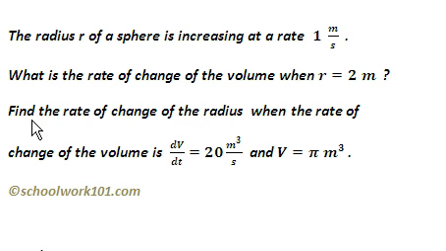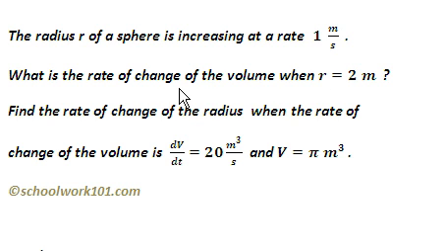And then the second question here is we've got to find the rate of change of the radius when the rate of change of the volume, dV over dt, is equal to 20 cubic meters per second. And it looks like the volume is equal to pi.